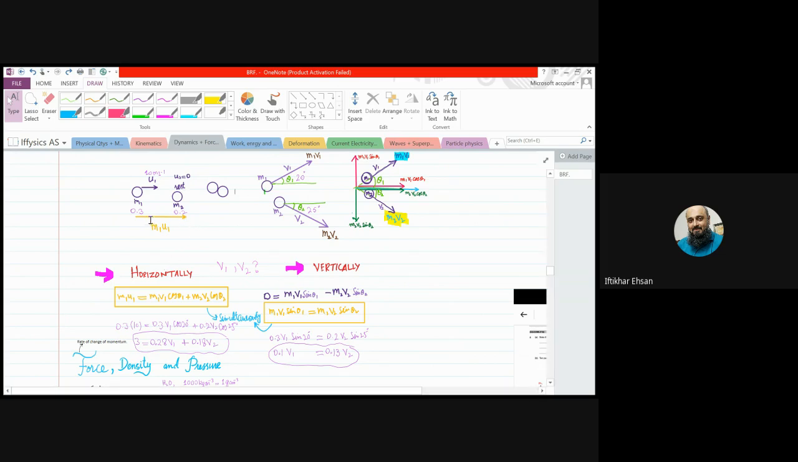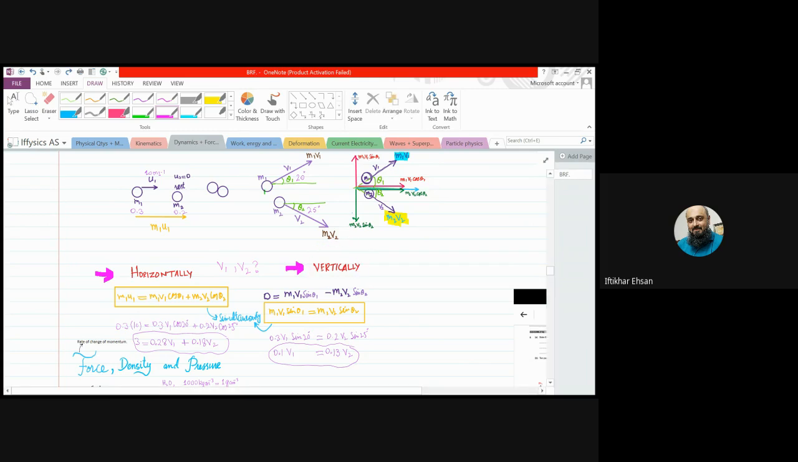So what was the initial horizontal momentum? m1 u1, we write it as it is. And what will be the final horizontal momentum? Finally, we have these two components, m1 v1 cos theta 1 plus m2 v2 cos theta 2, and both are in the same direction, so the total final horizontal momentum will be the sum of these two, right? We add them, and this final horizontal momentum is equal to the initial horizontal momentum, right?